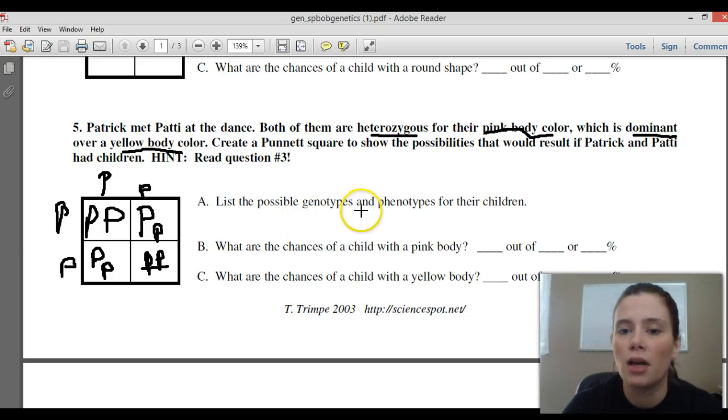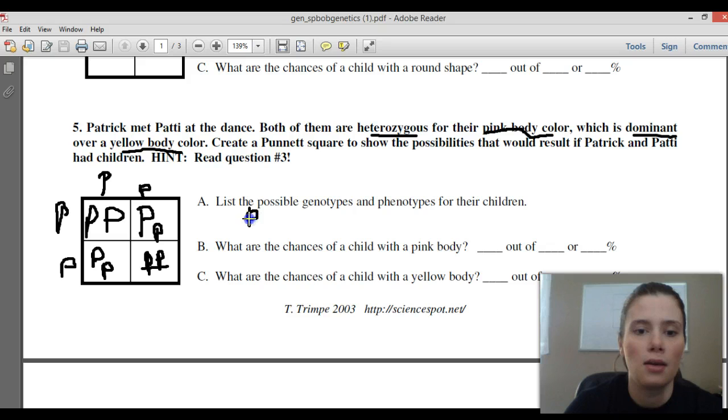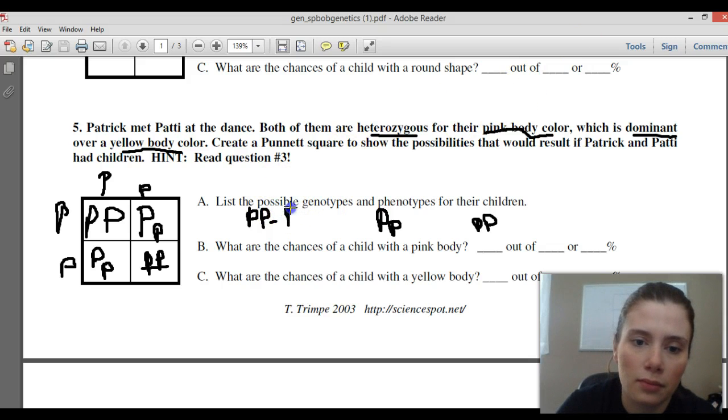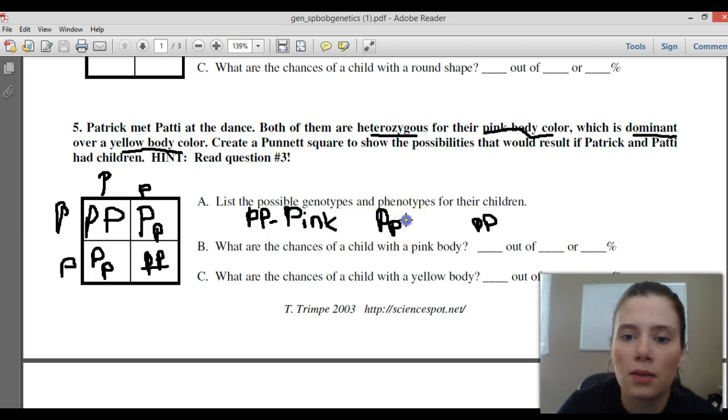Okay, so now it says list the genotypes and the possible phenotypes. So big P, big P, big P, little p, big P, little p, little p, little p are the genotypes. So big P, big P is going to be pink body color because it's dominant. Pink is dominant. Big P, little p is going to be also pink body color. And little p, little p is going to be yellow.